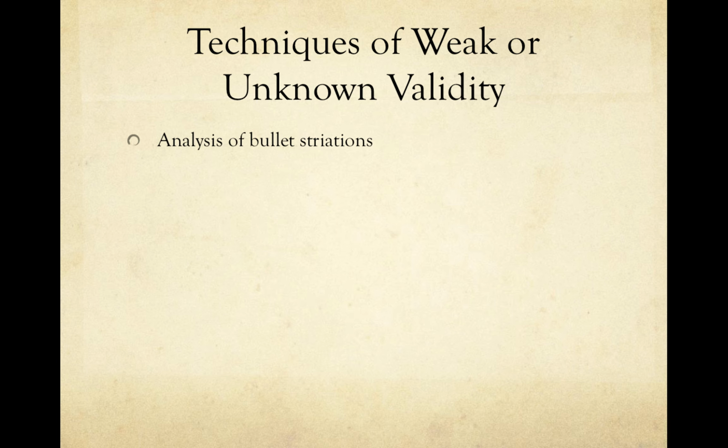So for example, we have the analysis of bullet striations. These are still used in court today, but there's no standards. There's no standards for how large the striations have to be or how many types of striations need to match in order to say it's a match. So really, when we're using this type of analysis in a courtroom, we're really just putting our faith in the examiner.